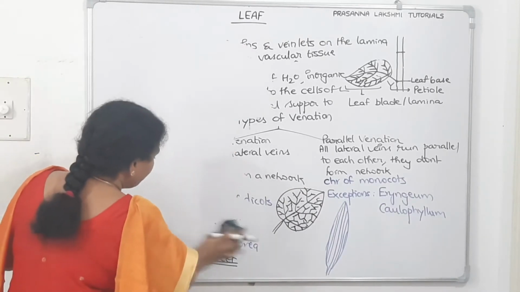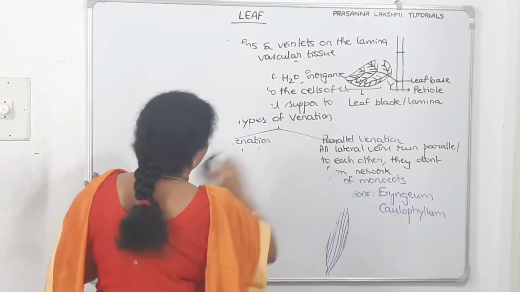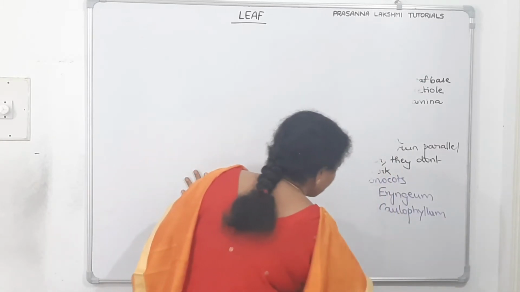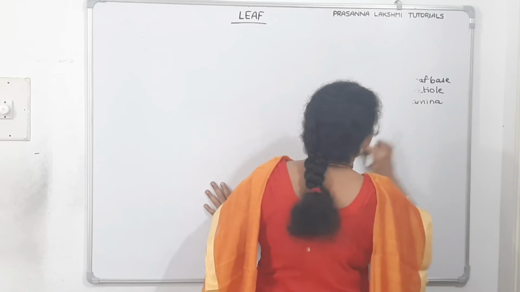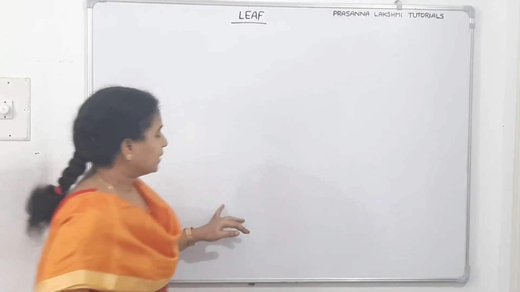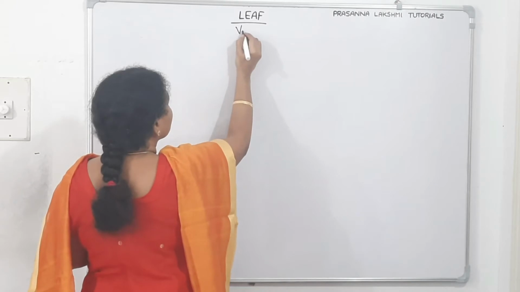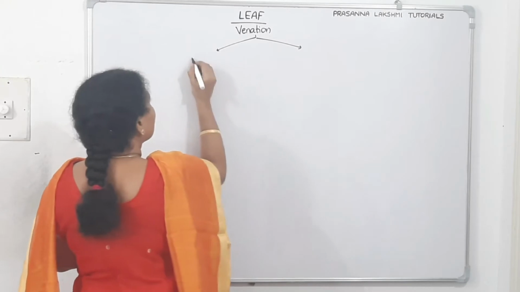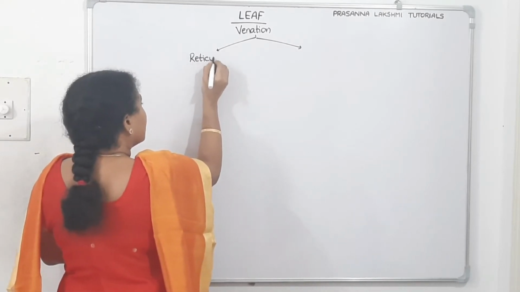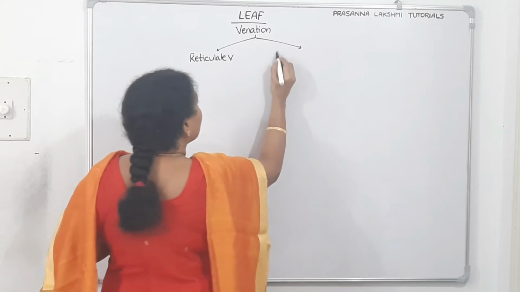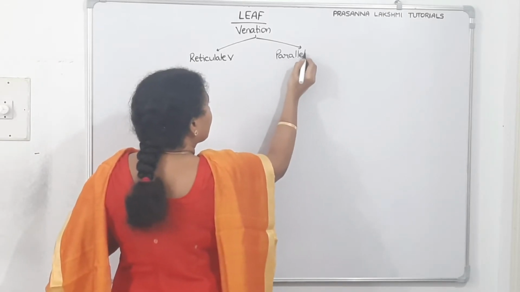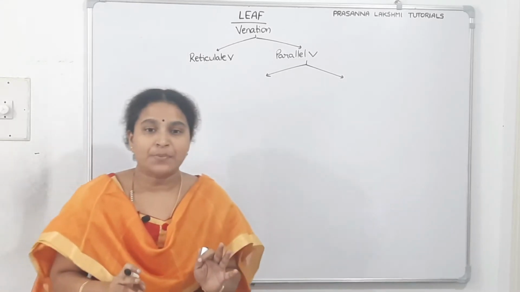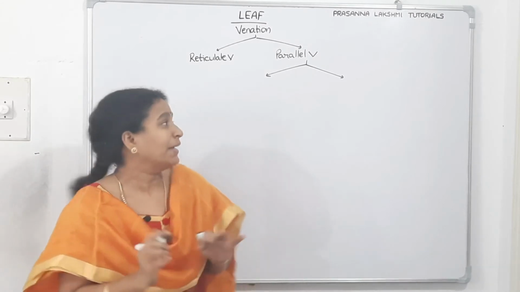Now we will see the variations of parallel venation. We are still on the venation topic only. After finishing this, we will go to the types of leaf, simple leaf and compound leaf. So venation is of two types: reticulate venation and parallel venation. And again, I told you parallel venation is of two types. One is unicostate, the next one is multicostate.